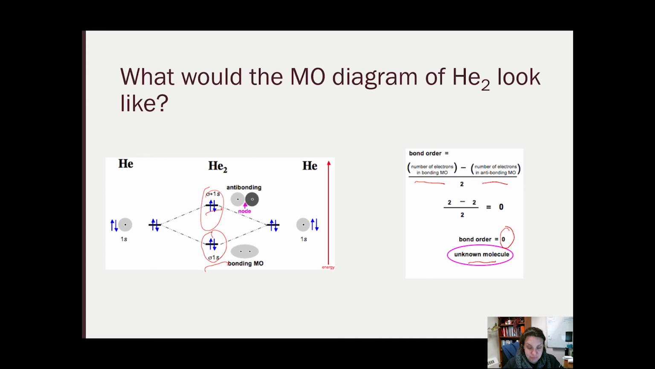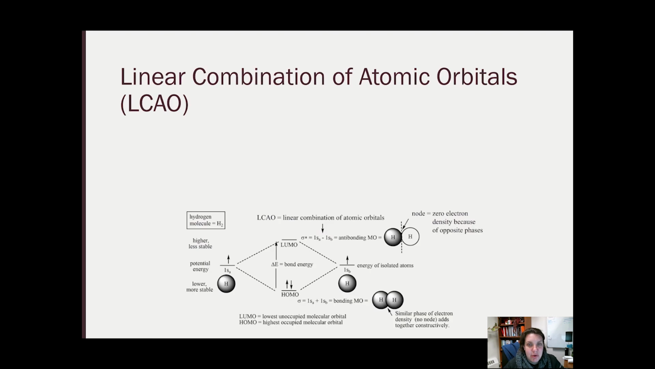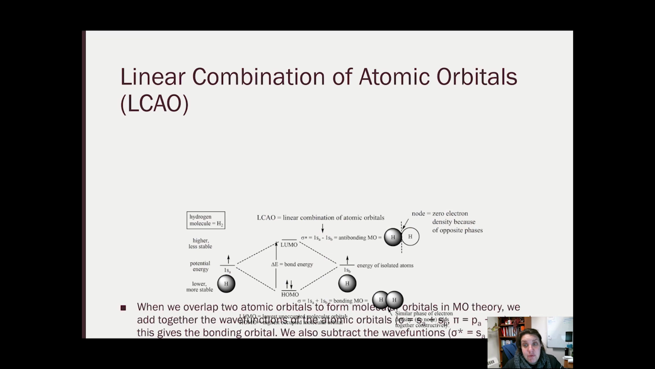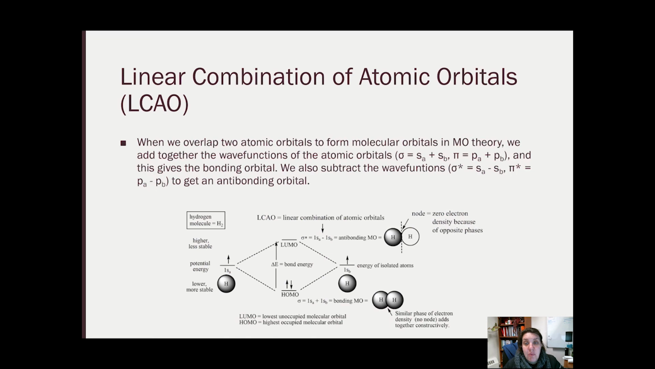We call this a linear combination of atomic orbitals. That's the mathematical term for what's going on when we're forming these molecular orbitals. When we overlap 2 atomic orbitals to form the molecular orbitals, in MO theory, we add together the wave functions to give us sigma and pi, or we can subtract the wave functions to give us sigma star and pi star, our anti-bonding orbitals. But it's a linear combination. If you ever go into PChem, you'll do much more about that, but just knowing the term linear combination of atomic orbitals is as far as we really need to go with this.